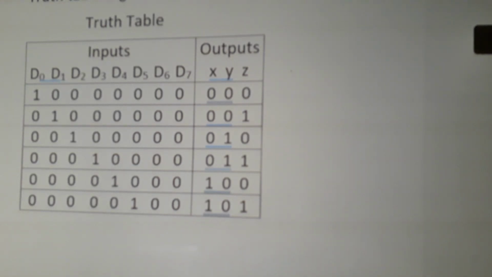In the second row D1 is 1 and all others are in 0 state in this row, and the output is 001, which is the binary code of 1. In this way, the last row gives us D7 equal to 1, and at the output we will get binary code of 7, that is 111.